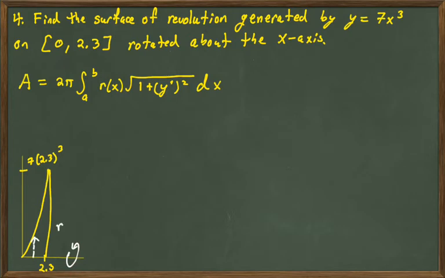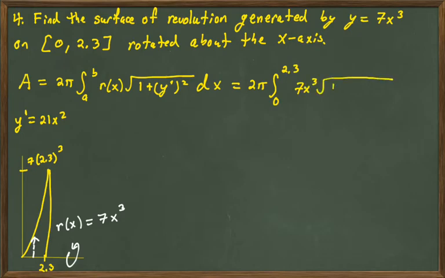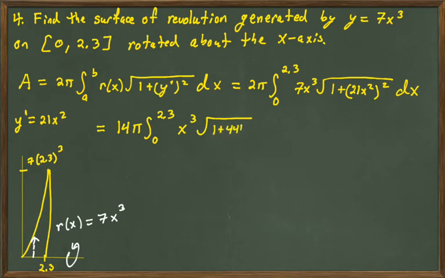Rotate that around the x-axis. Our radius function is simply 7x cubed. Y prime is going to be 21x squared. And so our integral to find the surface area is going to be 2 pi integral from 0 to 2.3, r of x is going to be 7x cubed, times the square root of 1 plus 21x squared, squared, dx. So that's going to be 14 pi, slide out the 7, integral from 0 to 2.3, x cubed, square root of 1 plus 441x to the fourth dx.